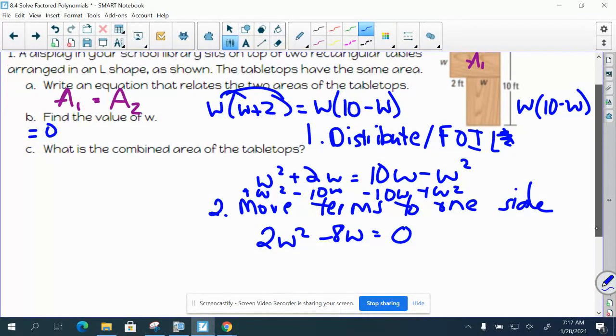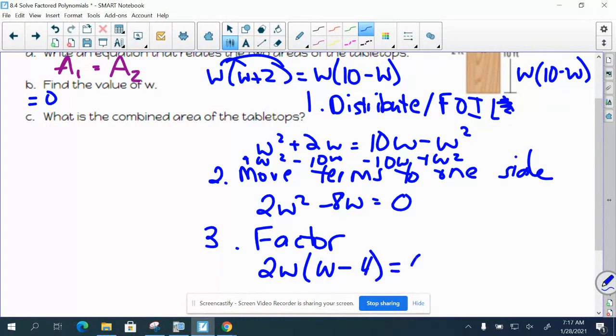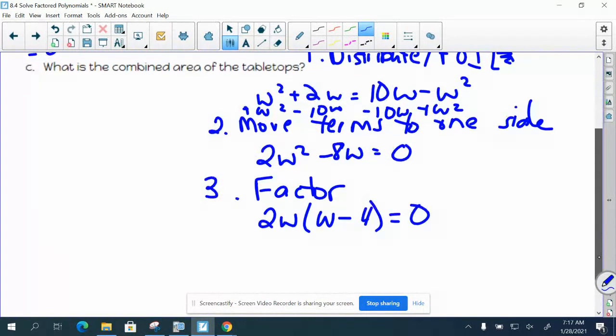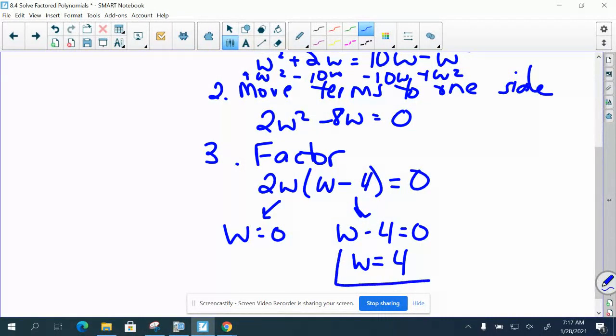And now we can factor to use the zero product property. So step 3 is to factor. We can factor out a 2W from both of these terms and get W minus 4. And then the last step is to solve. This factor gives us W equals 0, and the width can't be 0, so we discount that one. And if we set this factor equal to 0, we get W equals 4. So W equals 4 is the solution for part B.